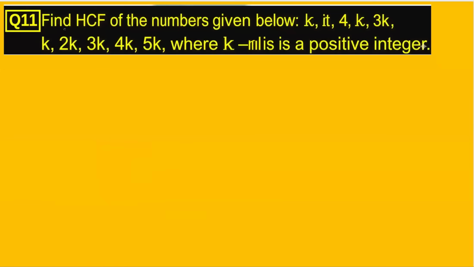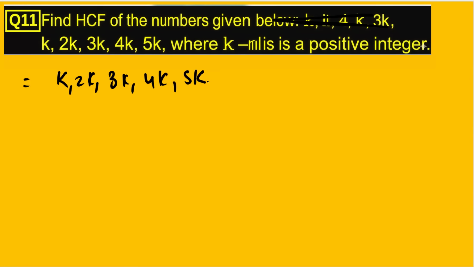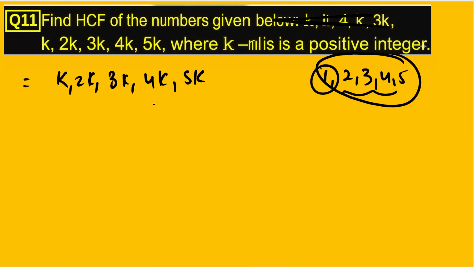So next question: find the HCF of the numbers given below. There is some error, so we have to write only the numbers, which are k, 2k, 3k, 4k, and 5k. If there was no k, then our numbers would be 1, 2, 3, 4, 5, and the HCF would be 1. But in this case, k is common.